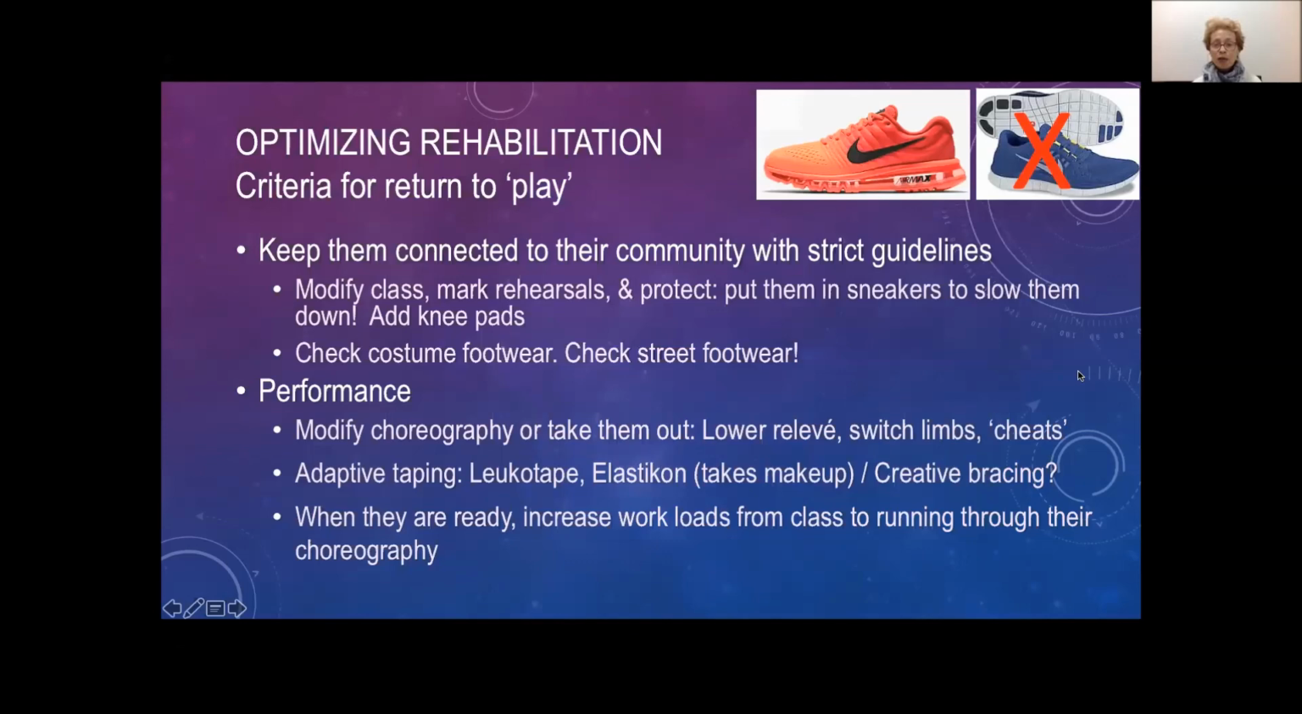Modify the choreography when you need to in performance, or take them out. See if you can lower the releves. Can you do cheats? When they're ready though, you need to increase their workload from the amounts of classes they do to running through the choreography. We do a lot of adaptive taping. We use leukotape, Elastikon, because it can take body makeup, and that's our creative bracing, basically, because I can't be able to see any kind of taping from the house when they are up on stage.